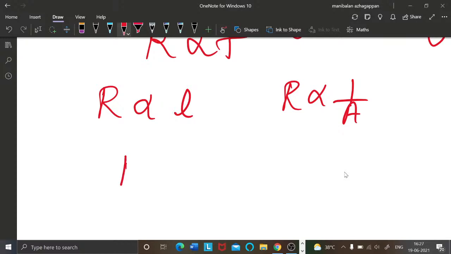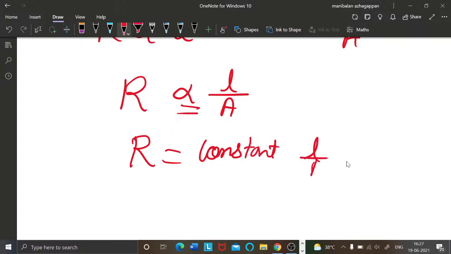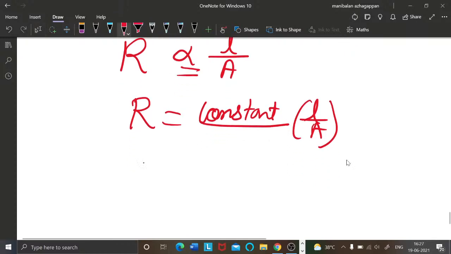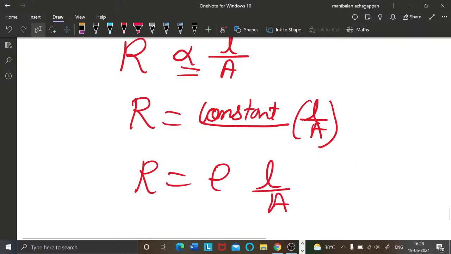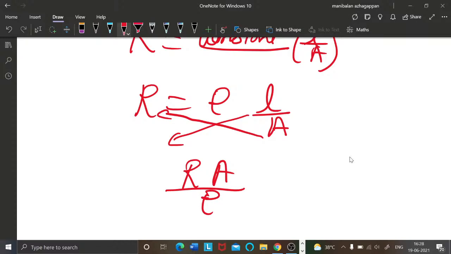Now, combining: resistance is directly proportional to length and inversely proportional to area. When we remove the "directly proportional," as I told you, you should include the constant. So resistance is a constant times length by area. Here the constant I am going to introduce as a new term, called resistivity. So resistance is equal to resistivity times length by area. It's very simple. With area on one side and length on the other, cross multiplication gives the resistivity.